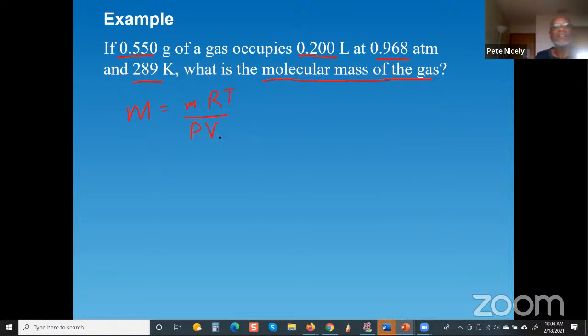So let's plug in the different values into this equation. So m is the mass of the gas.